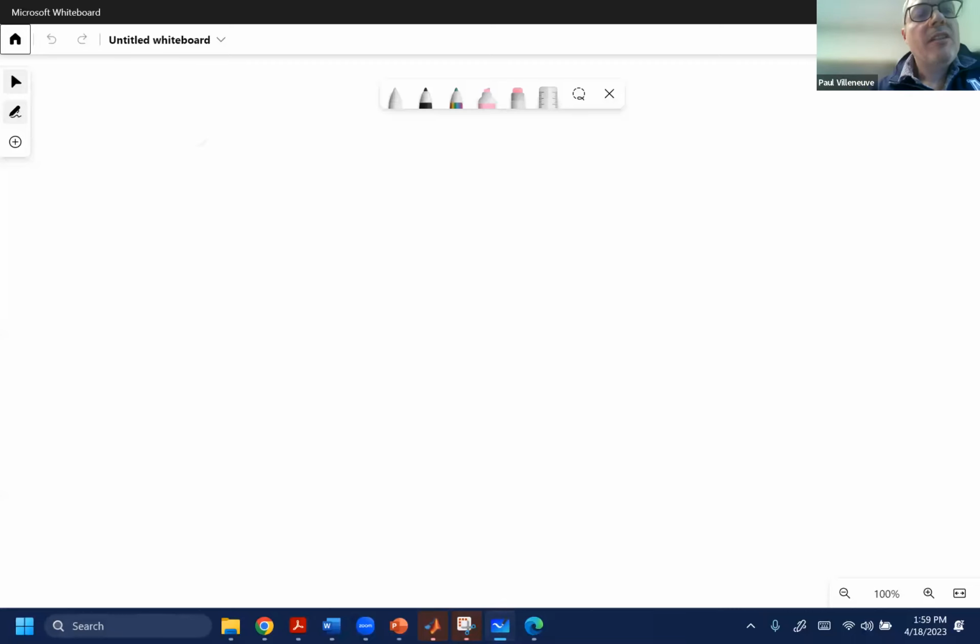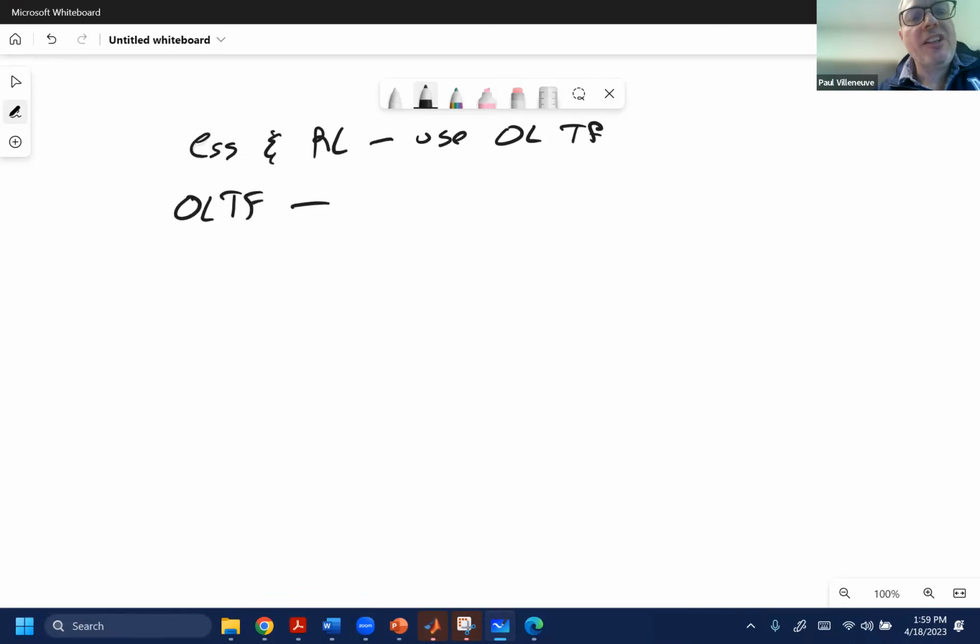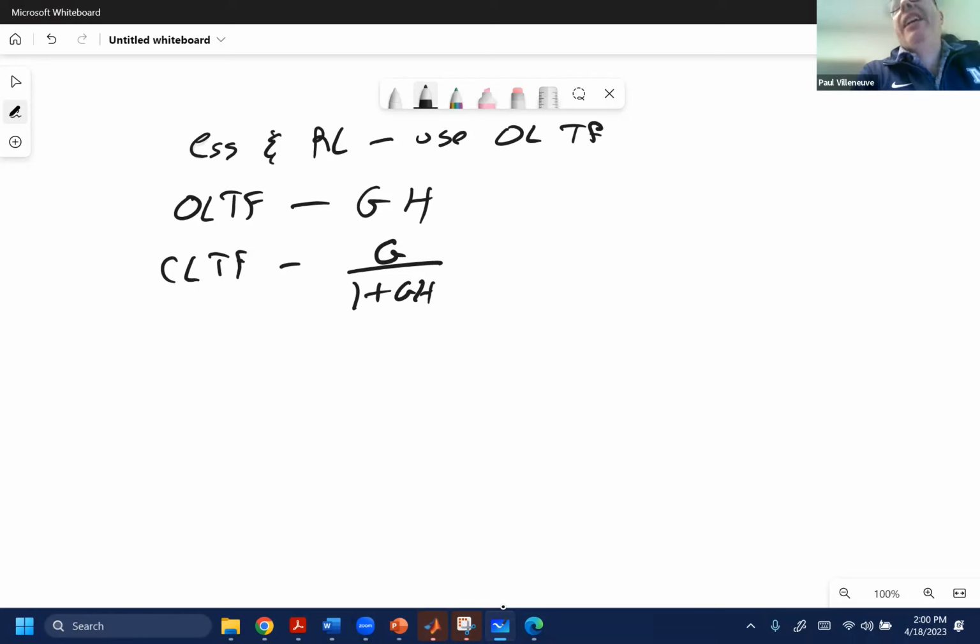So ESS and root locus use the open loop transfer function. And if you can't remember, the open loop transfer function is just equal to G times H. Do not use the closed loop transfer function, which is G over 1 plus GH. Two very different animals.